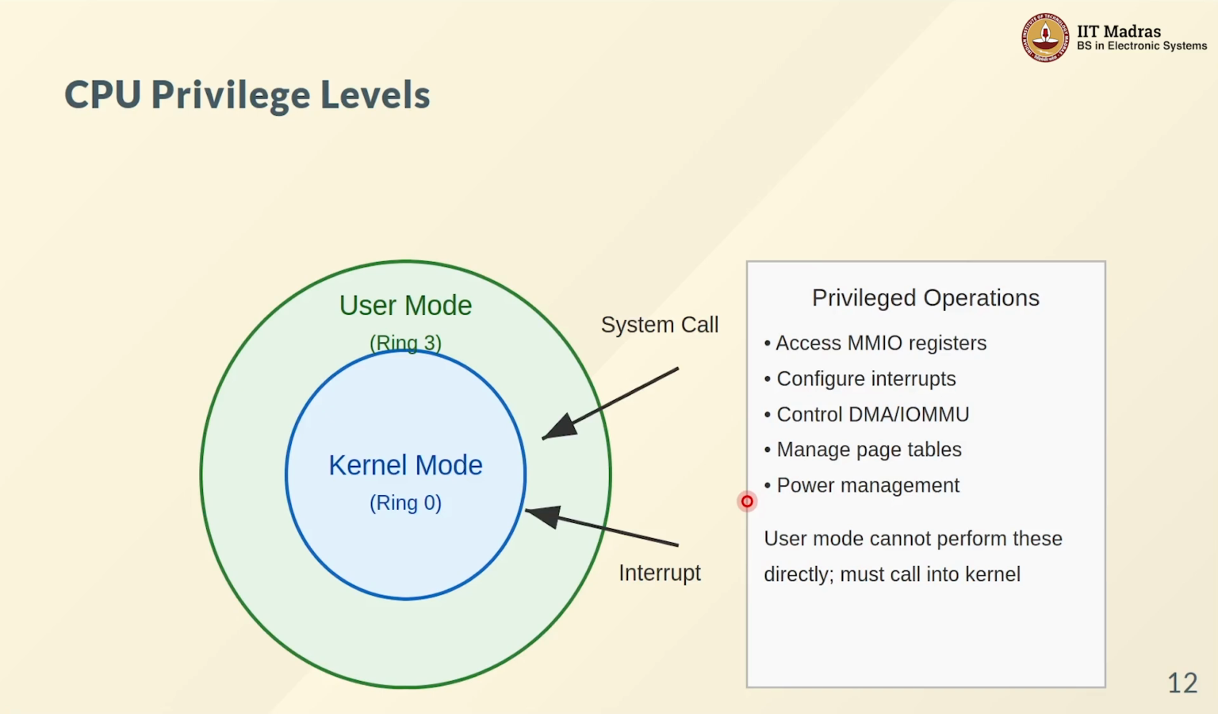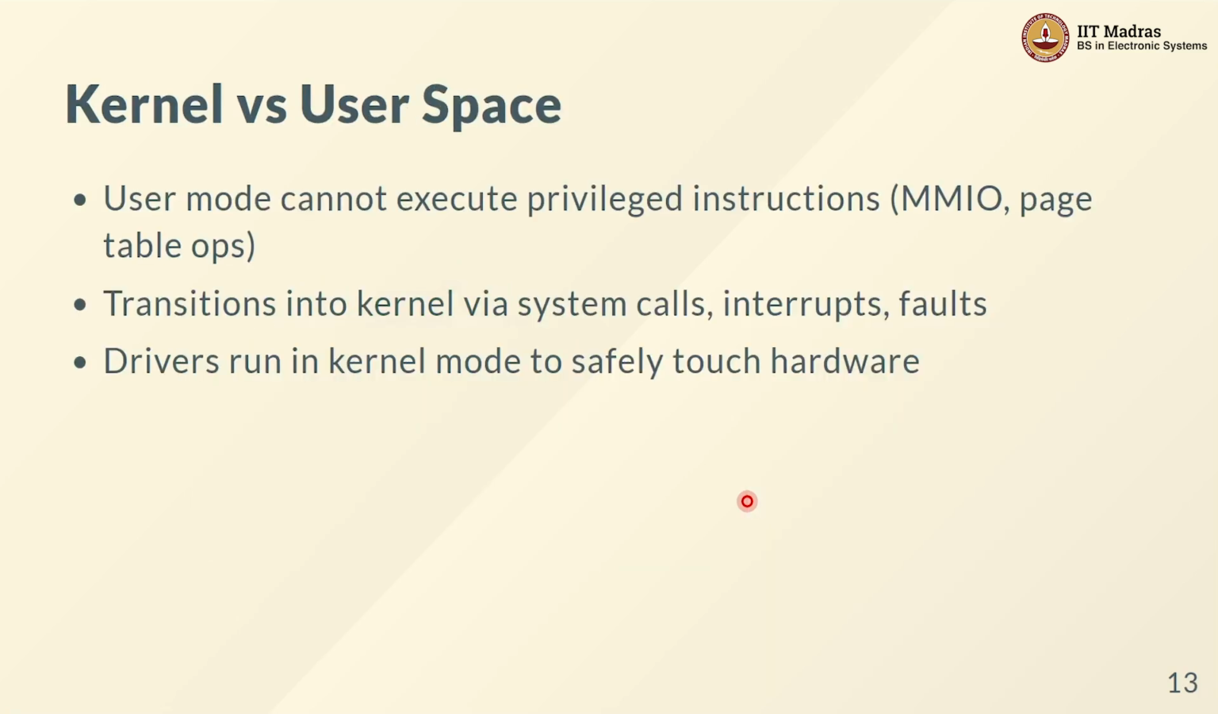Something as simple as a printf technically involves system calls. Why? Because printf involves putting something onto the screen of your system, which means interacting with the device, which means that at some level, somewhere along the way, I need to go into privileged mode so that I can send the data into the device driver and thereby into the device so that it can actually get displayed on the screen. So to summarize, kernel space versus user space: user mode cannot execute any privileged operations.